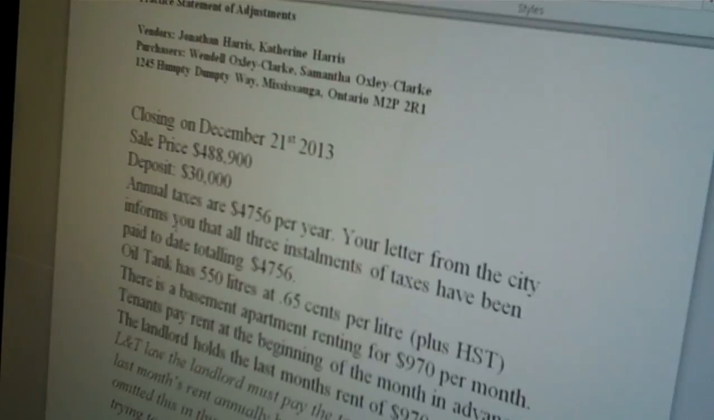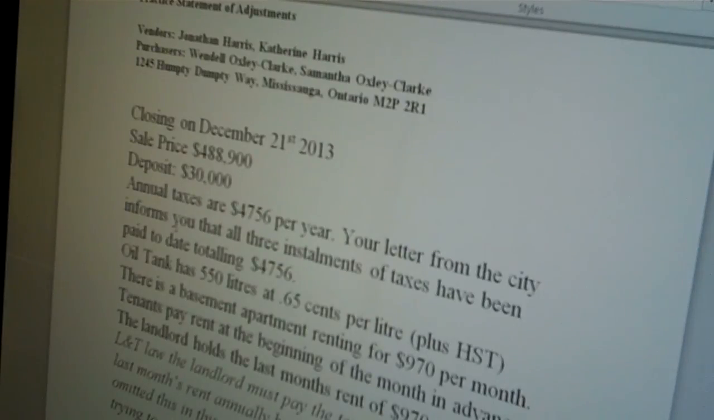Why are we doing the statement of adjustments? Well, we've got to come up with the balance due on closing under Form 100, the agreement of purchase and sale. There was an agreed purchase price, but the contract says that it's subject to adjustments for rent, fuel, oil, and taxes, and that's what we're going to do here. And this scenario has a rental unit, so not all situations will have a rental unit.